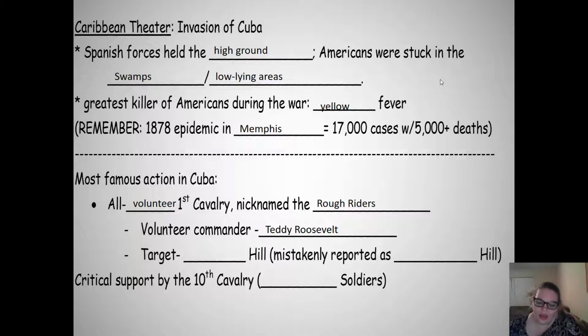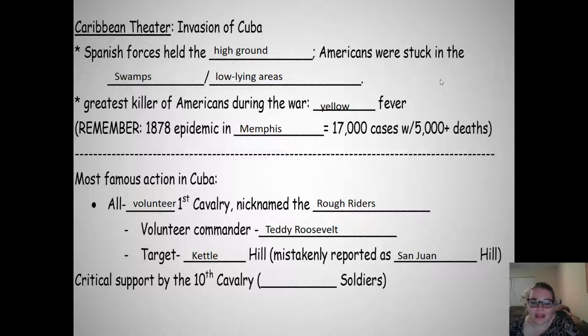Now, their target was Kettle Hill. You almost never see it called Kettle Hill. As a matter of fact, I've seen teachers teach this wrong. It is Kettle Hill, but most people have heard it called San Juan Hill because that's how the newspapers reported it at first. Okay. They did not take San Juan Hill. They took Kettle Hill after 2 days of fighting.